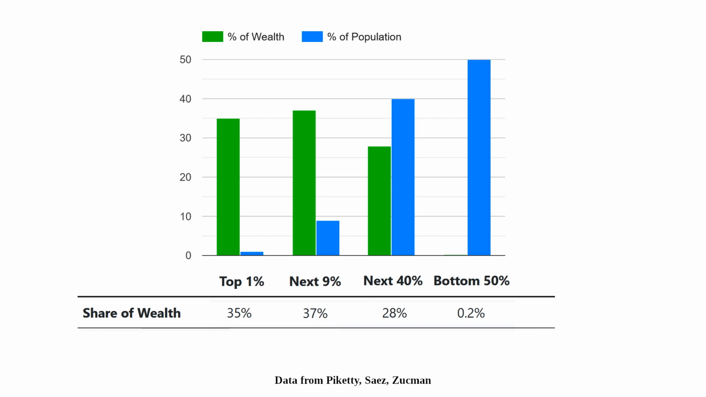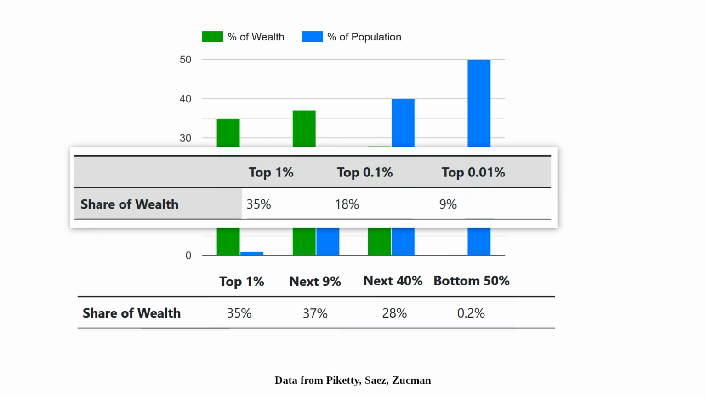The middle class, 40% of the population, share about 28% of total wealth. The top 0.1% have about 18% of total wealth, and the top 0.01% have about 9%. The top 0.01% is made up of about 25,000 adults who have an average wealth of around $330 million each.